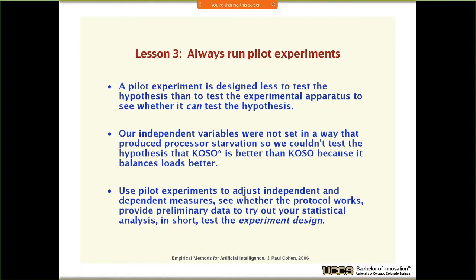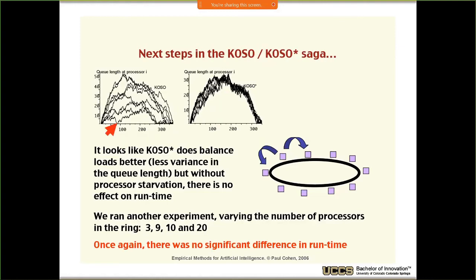We don't just say, okay, I'm done, I got my hypothesis. But it does look like COSO star is balancing this much better, because if I scale them, the variance becomes much clearer. These are much more consistent. They're almost always in the same range in terms of what's going to happen with the process queuing. But that doesn't really have an effect.